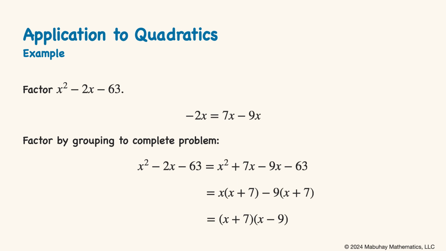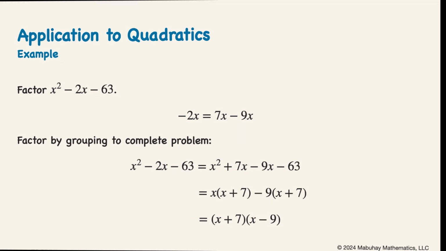Okay, and so we'll see examples where this wouldn't work a little later in the video, but when the leading coefficient is 1, you're dealing with a quadratic, and you found these magic numbers, it will always work out that the factorization is going to be x plus the first magic number in parentheses times x plus the second magic number in parentheses.